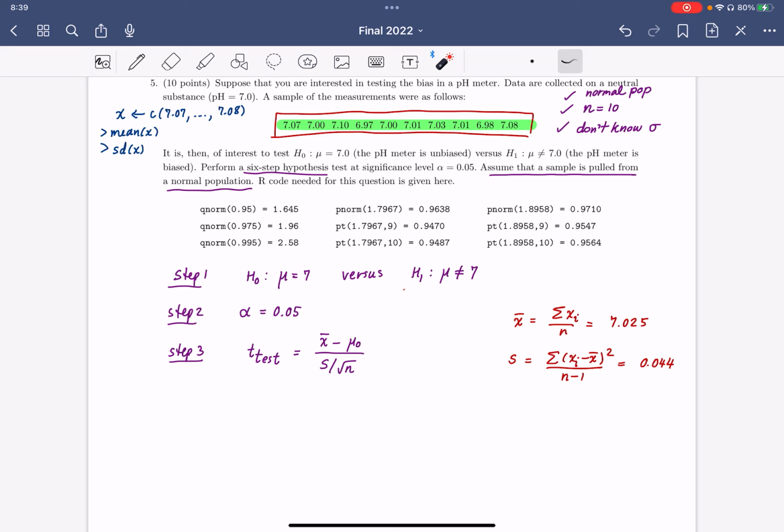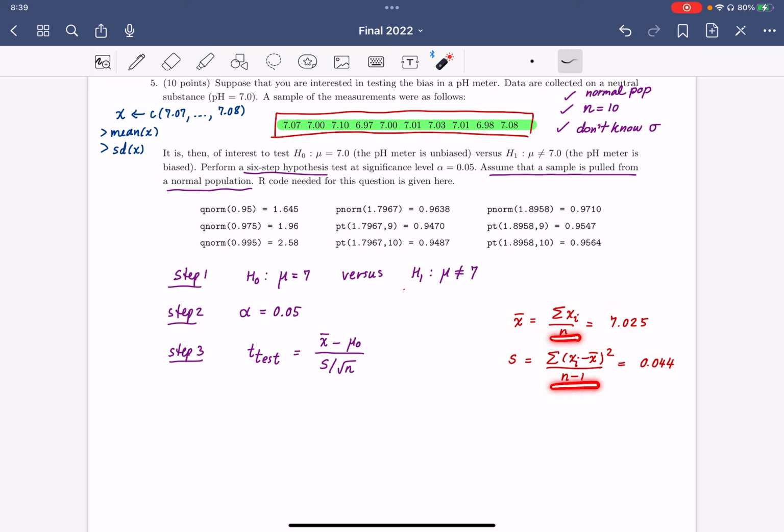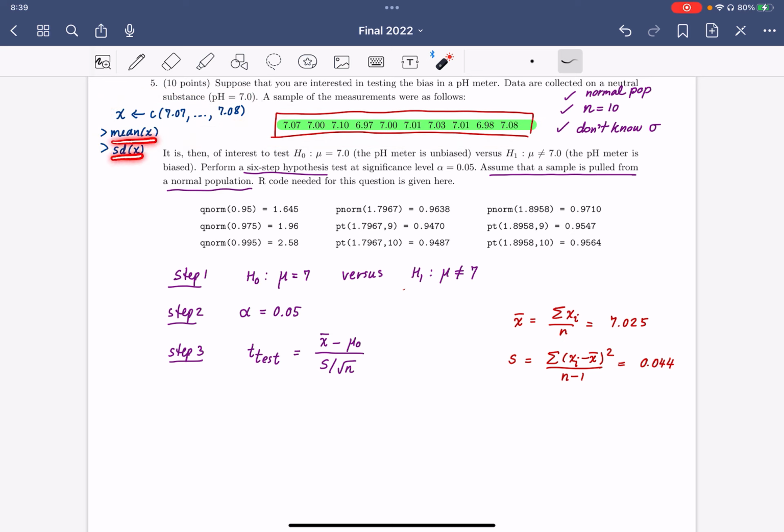So in the exam this year, we are not going to ask you to compute X bar and S by using the formula here, but we ask you to read the output from the R code. On the exam, you're going to see this type of question, and the R code corresponding to the question is going to be given. So you're going to see the notation for the mean and SD, 7.025 and 0.044. You can copy these numbers and use them in the t-test.